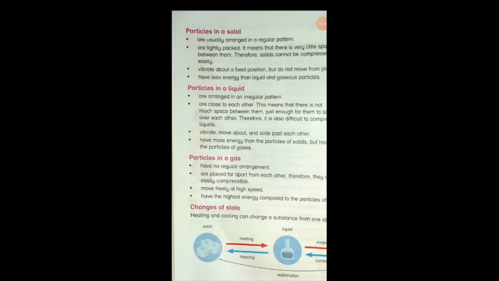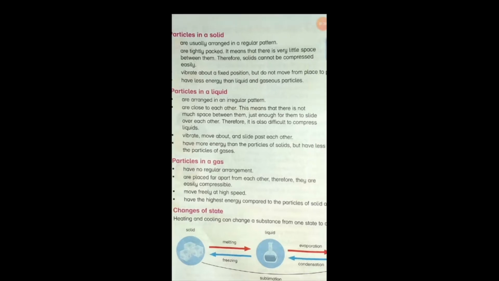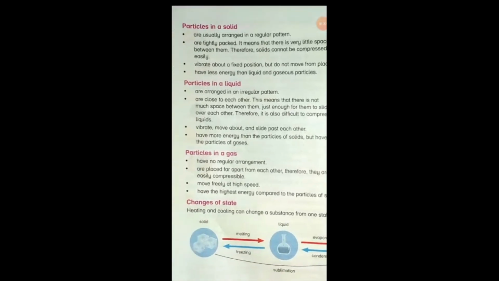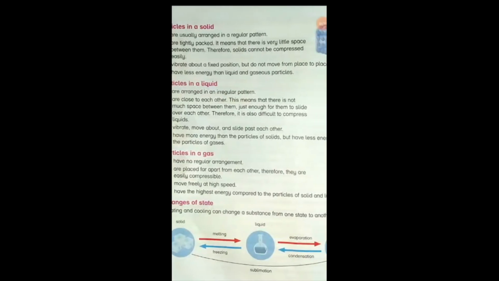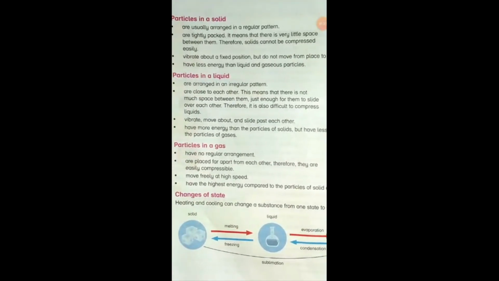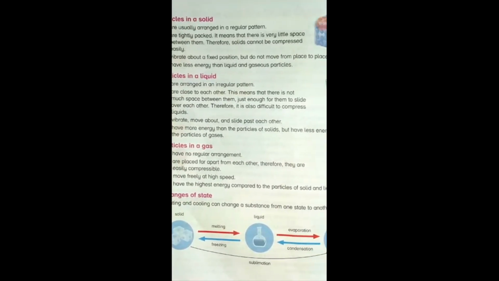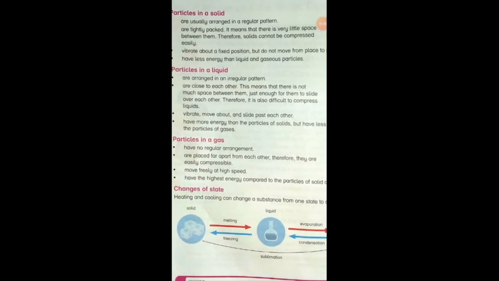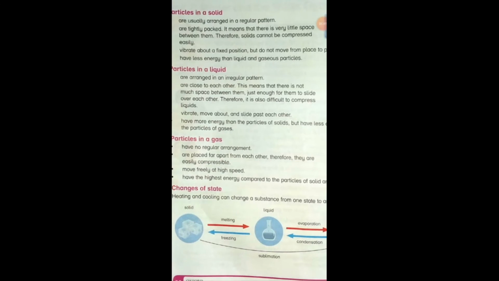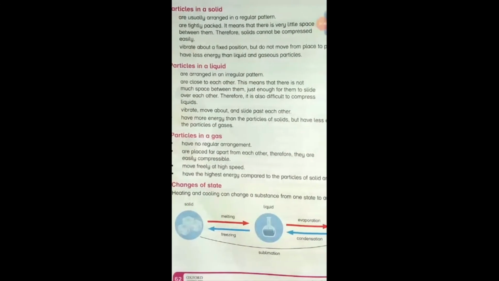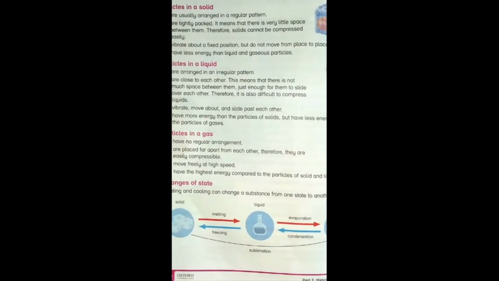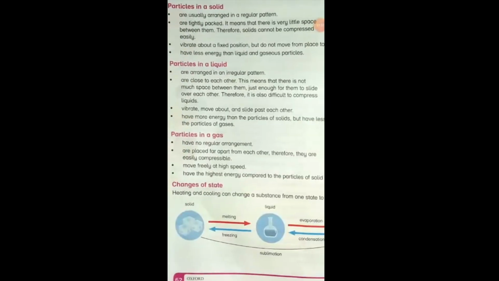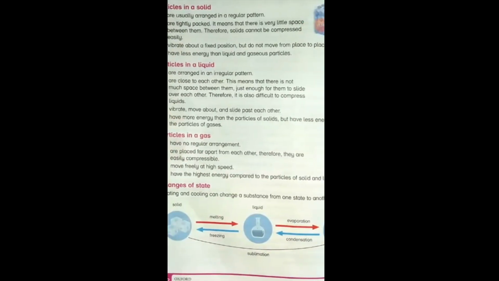Let's discuss the particles in a liquid. They are arranged in an irregular pattern. They are close to each other. This means that there is not much space between them, just enough for them to slide over each other. Therefore, it is also difficult to compress liquids. They vibrate, move about and slide past each other. They have more energy than the particles of solids, but less energy than the particles of gases.